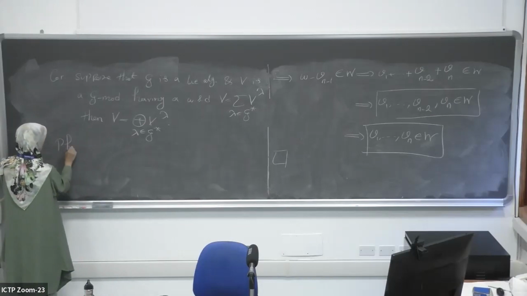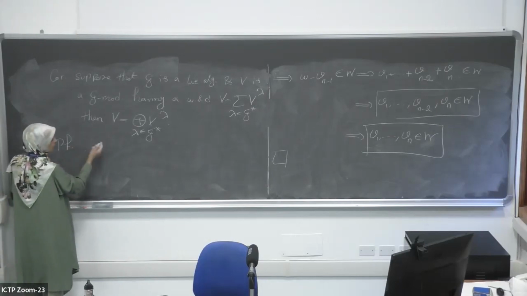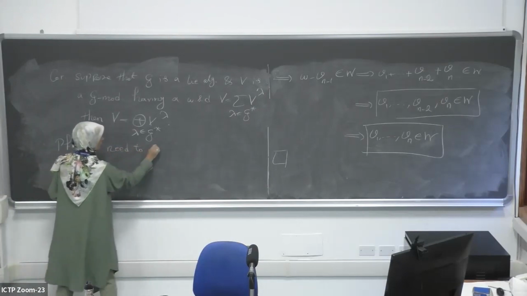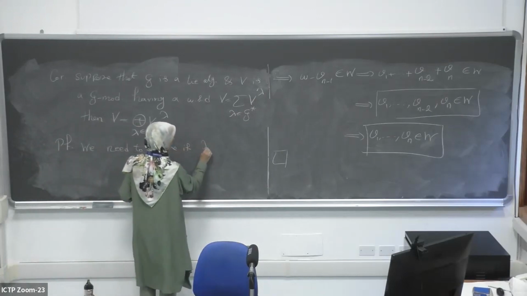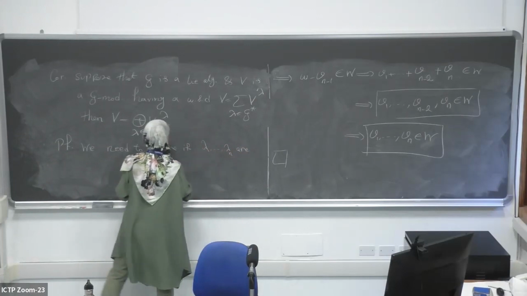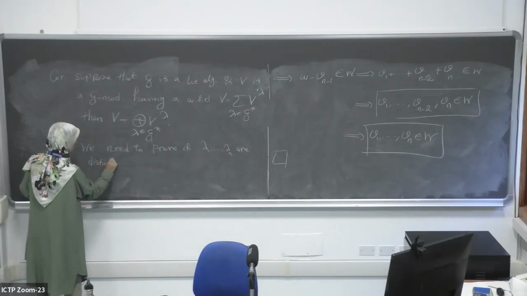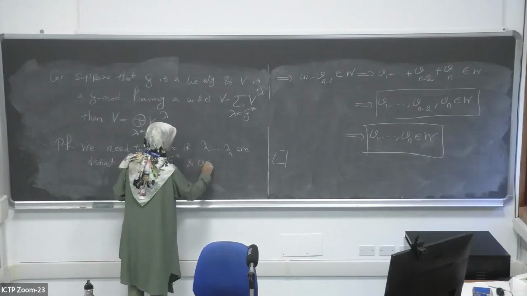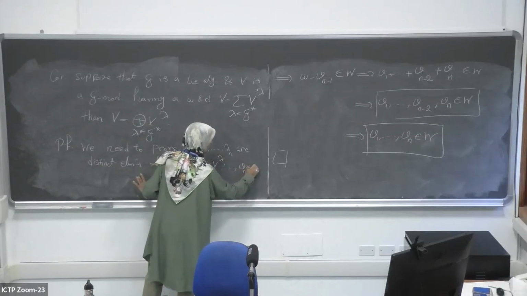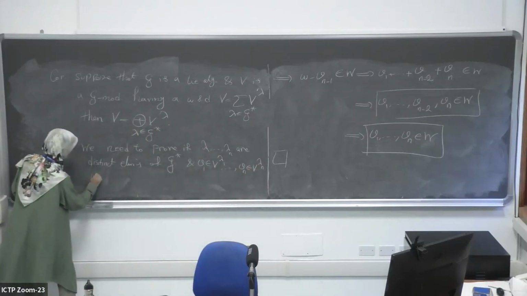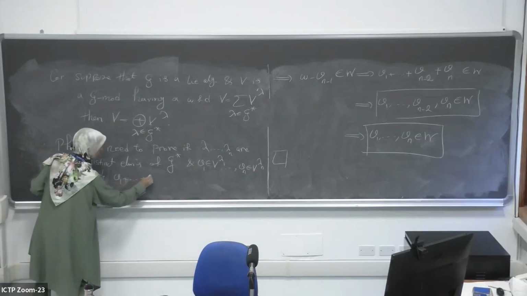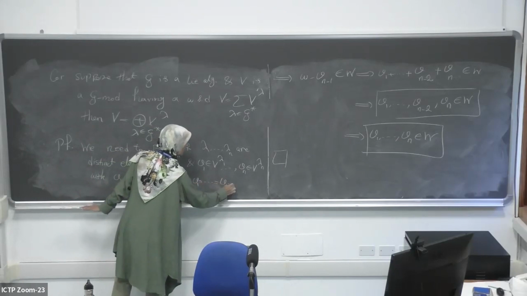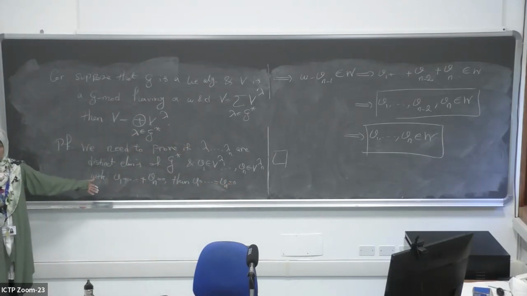How? What should we prove? We should prove that if lambda 1 up to lambda n are distinct elements of G star, and V1 is an element of V lambda 1, up to Vn an element of V lambda n, with V1 plus up to Vn equals 0, then V1 up to Vn are all 0. It is something that we should prove, yeah?